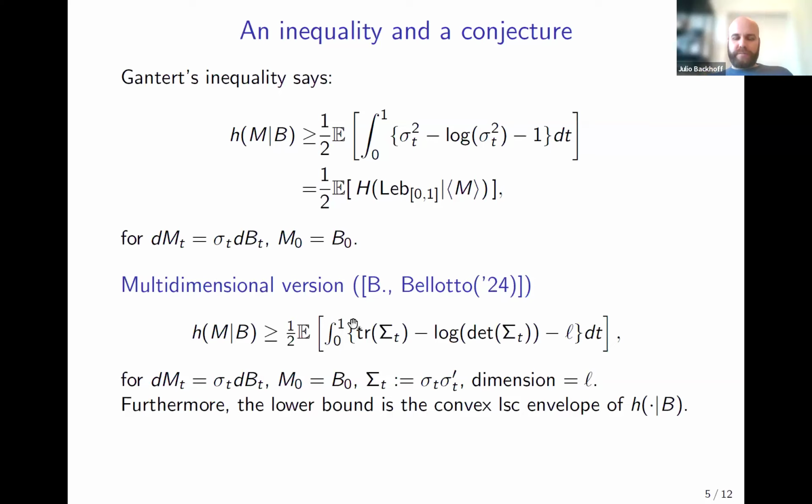There was a conjecture for a while, actually, ever since the PhD thesis of Gantert, whether this inequality, maybe in dimension 1 to be precise, is actually an equality. This is something that we will address in a moment. For the time being, we just know that the right-hand side is the convex lower semi-continuous envelope of the left-hand side.